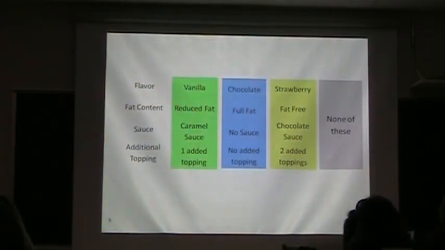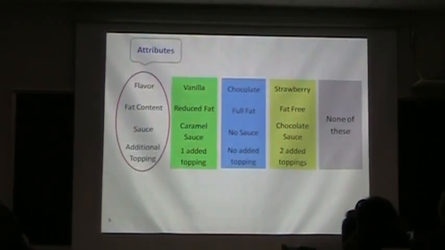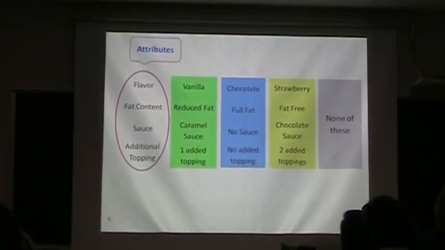So now let's get a little bit more into the definitions of what's involved in a conjoint so we all have the same lexicon, and then we'll talk a little bit more about what choice-based conjoints can give you. So the first thing you need to have are attributes. You have attributes. And the attributes that I chose for this example were flavor, fat content, sauce, and additional toppings.